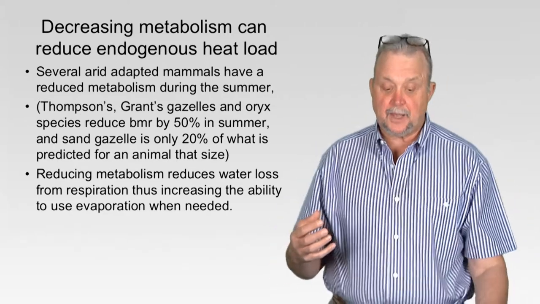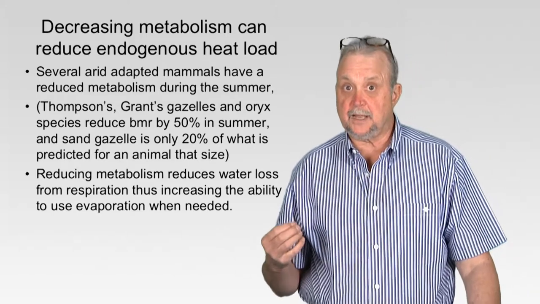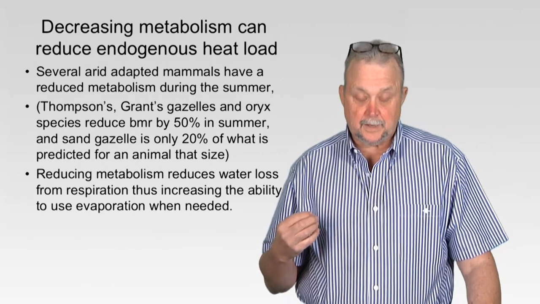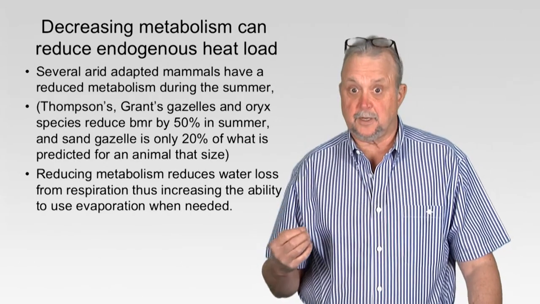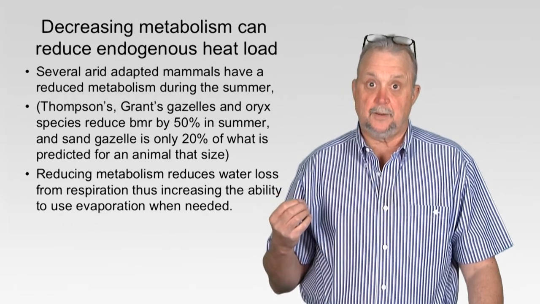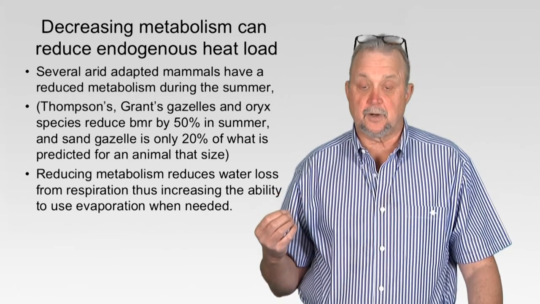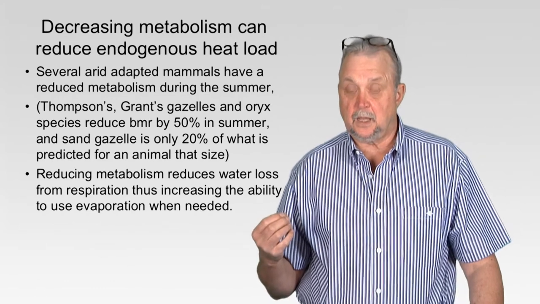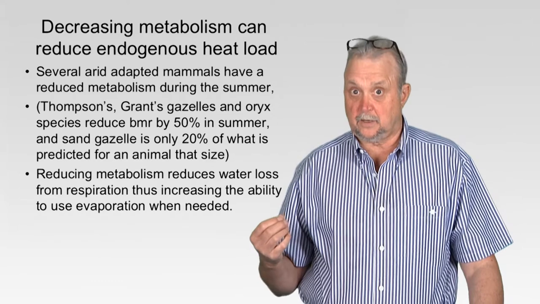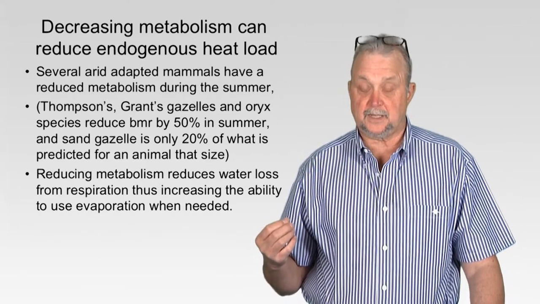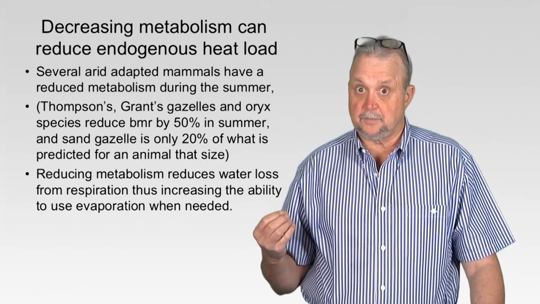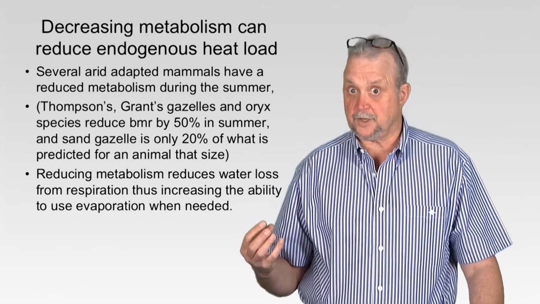But arid adapted animals, many of them have adapted a reduced metabolism. Animals like Thompson's and Grant's gazelles will reduce their metabolic rate up to 50% in the summer. Sand gazelle, which are found in the Sahara, is only 20% of what would be predicted for an animal that size. Another real benefit of reducing the metabolism is that they don't breathe near as often.